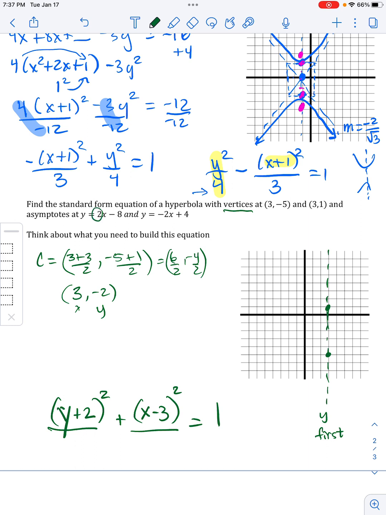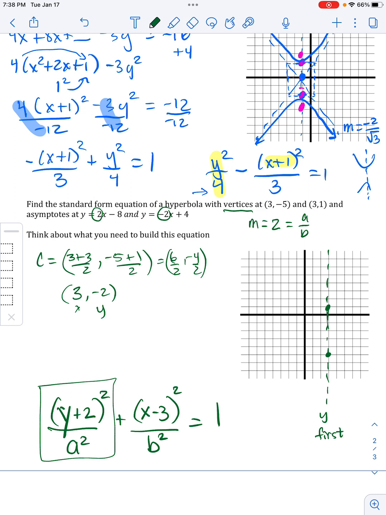So since these have slopes of 2, my slope of the positive one is a 2, and that is going to be going up and over, and that's going to be a over b, because I'm going up. Like, this has to be an a squared, because that's how these formulas always are. Those a's and b's never change direction. And since the a is going to end up under the y, that's going to be my y over x change.